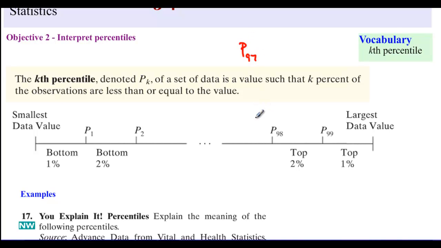like so. So whenever we have this p and then the little sub number, the little k, that's denoting everyone to the left of you. So everyone to the left of the score, to the left of the number.